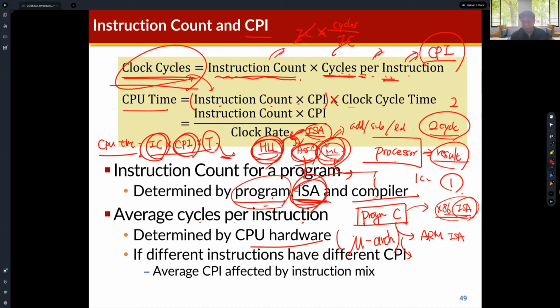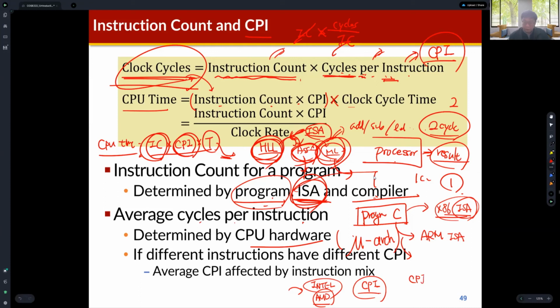So what does that mean? The same program can be executed by an Intel CPU and an AMD CPU. The Intel CPU and the AMD CPU are different hardware, but these CPUs can execute the same x86 application, right? But because the hardware is different, the CPI, the required clock cycles per instruction, can also be different.